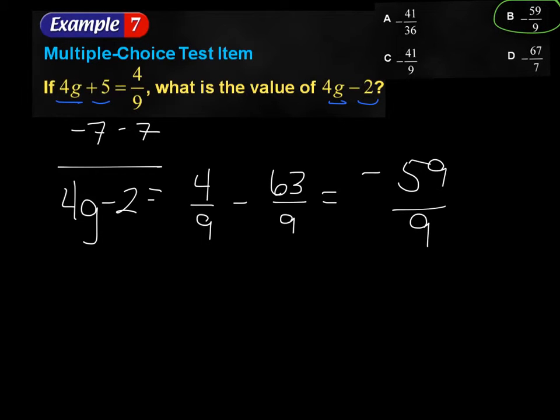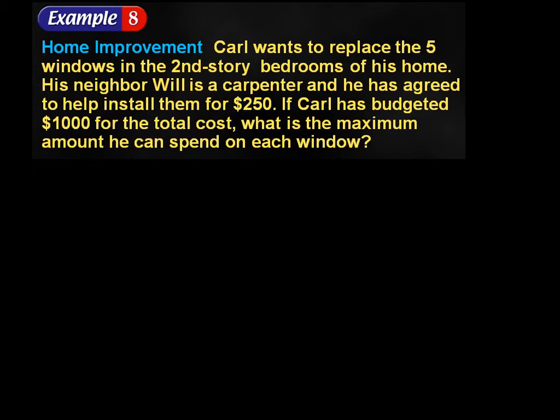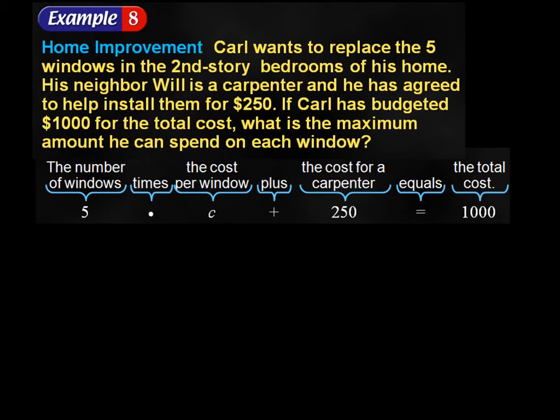And we're going to throw in a word problem for good measure, reviewing a lot of Algebra 1 concepts today. Carl wants to replace the 5 windows in the second-story bedrooms of his home. His neighbor Will is a carpenter and has agreed to help him install them for $250. If Carl has budgeted $1,000 for the cost, what is the maximum amount he can spend on each window? So setting up an equation, the number of windows times the cost per window plus the cost for the carpenter, nice having a friendly neighbor, equals the total cost. We have a nice friendly equation to solve.